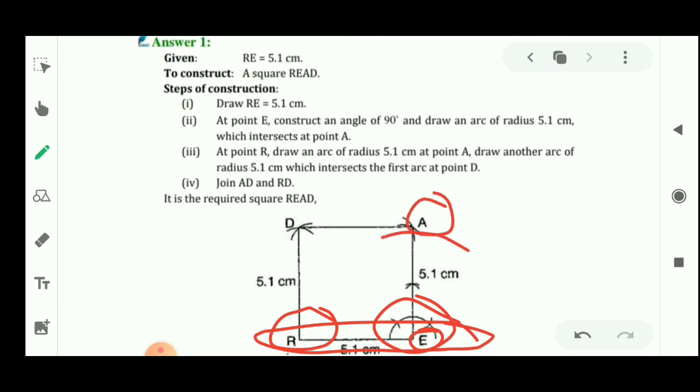A. Similarly, from R, take the radius of 5.1 centimeter, draw another arc which cuts the angle's line at point D. Now students, join AD. This is the required square READ.